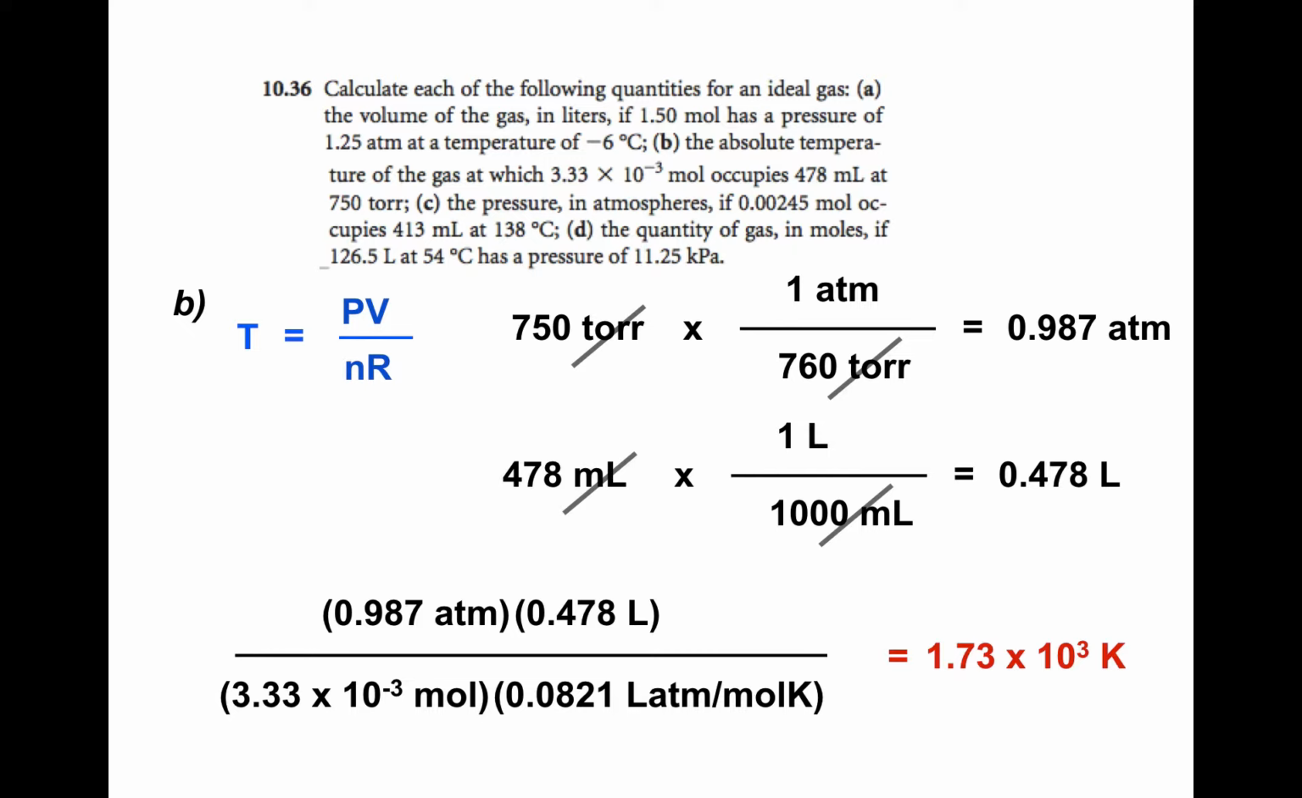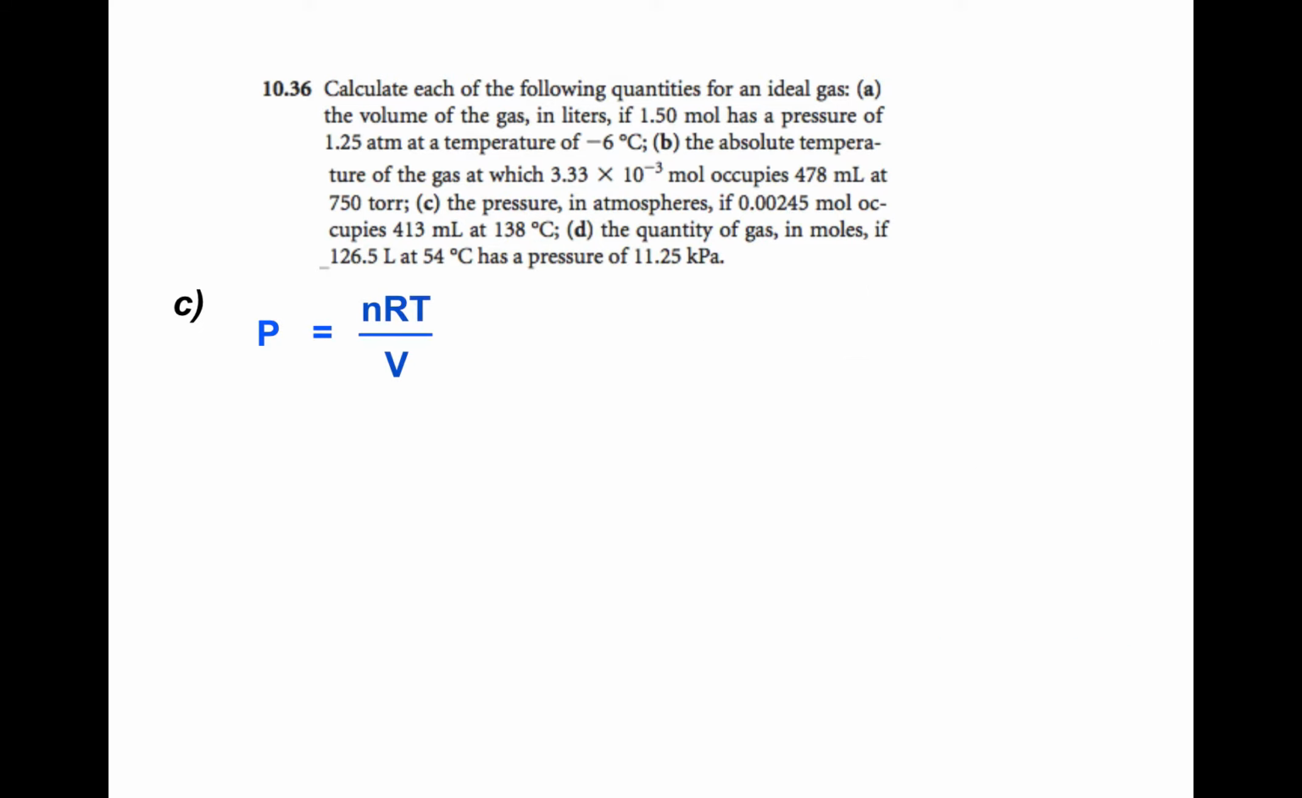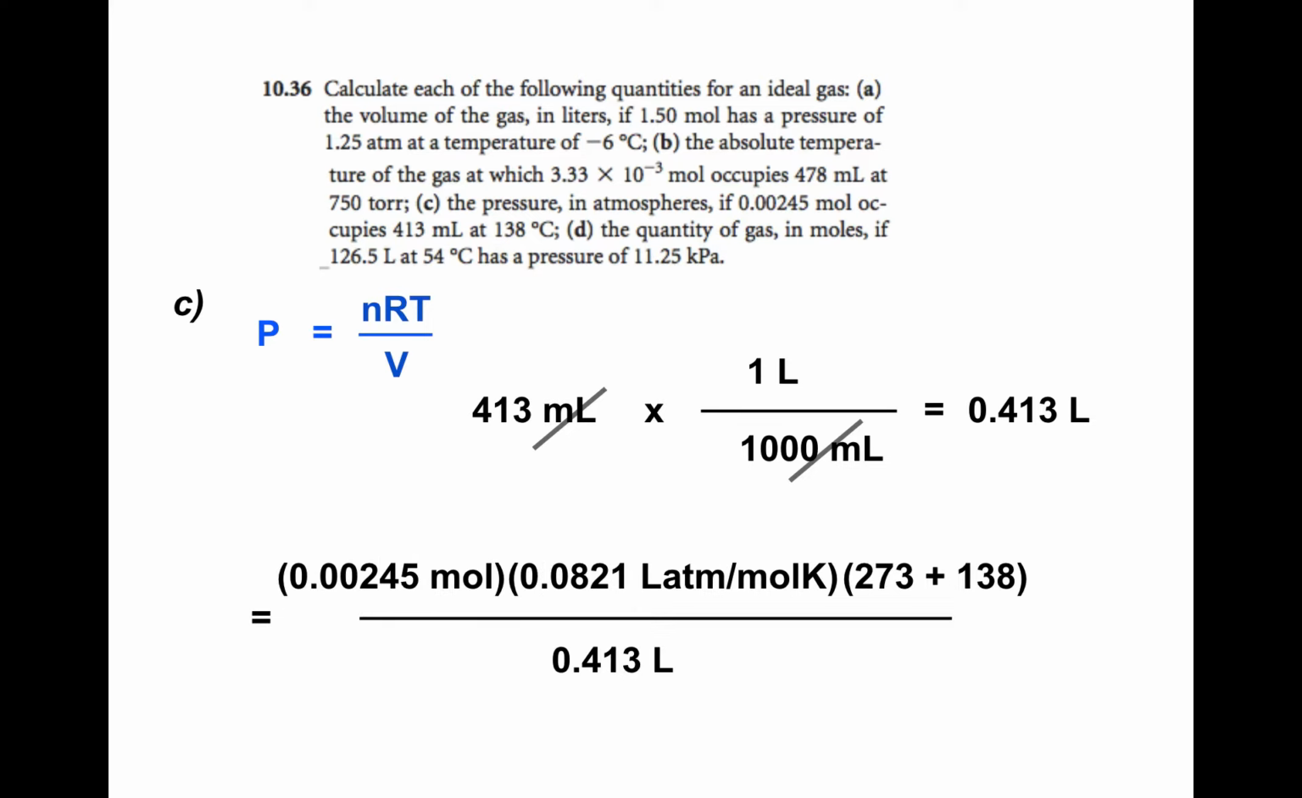C, pressure in atmospheres. If I have 0.00245 mole occupies 413 milliliters at 138 degrees Celsius. Again, if we're going to use PV is equal to nRT to solve for the pressure in this situation, T has to be in Kelvin, so we add 273 to 138. And the volume has to be in liters, right? So we divide milliliters by 1,000, get liters, and now we can plug in. Solve for the pressure in atmospheres.